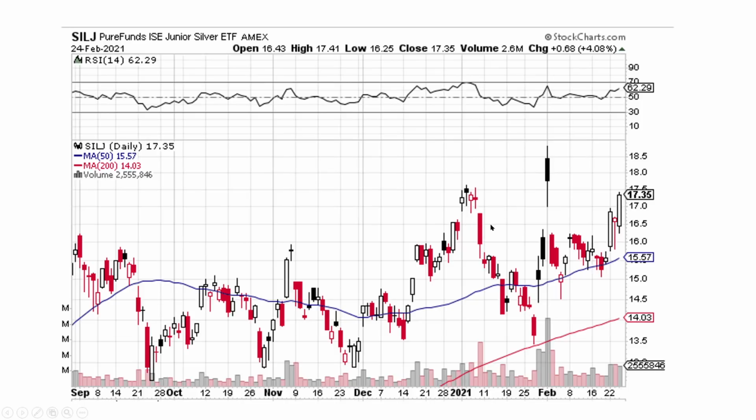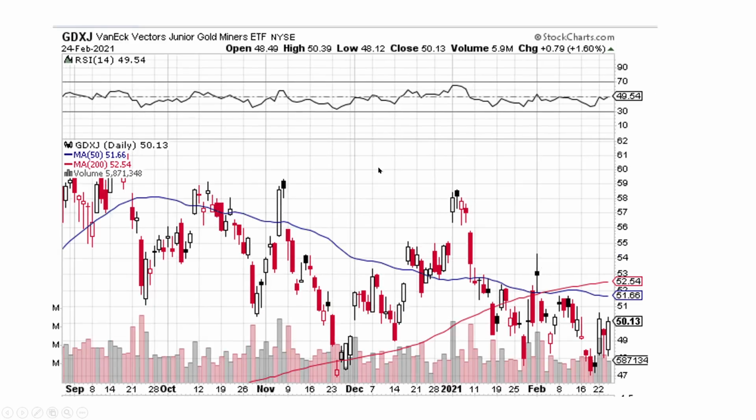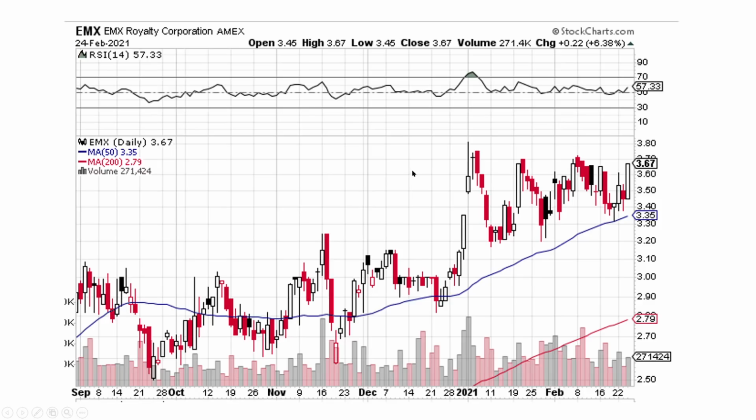SILJ, so this is the Silver Junior ETF. Bullish engulfing, throwing it down. This thing looks great to go on higher. Very strong looking. Same with GDXJ, bullish engulfing. Now, is this thing going to break this bottom here? I think it will. We've got a bullish engulfing here. We kind of came down, and it might be bottom, up, bottom, shoot on up. So this is looking pretty good, I think.